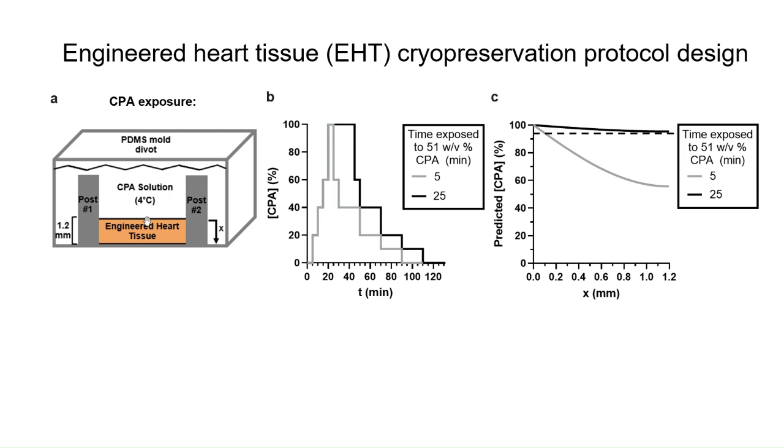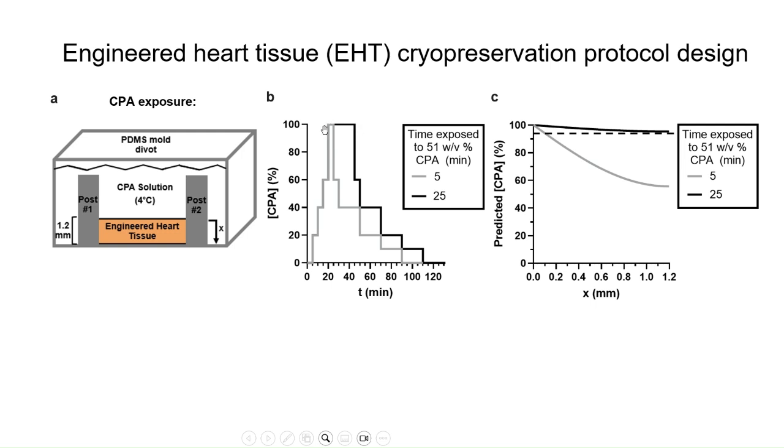And so we can test different profiles. I'm giving you a sense of that here. There's this gray profile versus the black profile. The ordinate here is the CPA concentration, which is a percent of the max CPA concentration. So 100% means undiluted CPA solution.